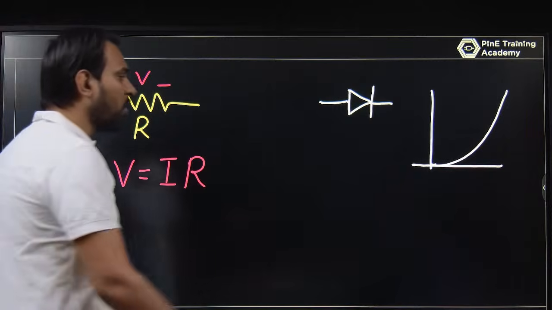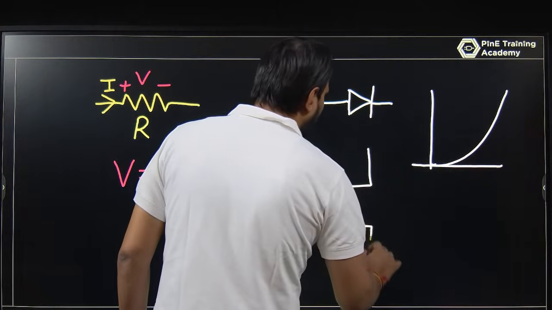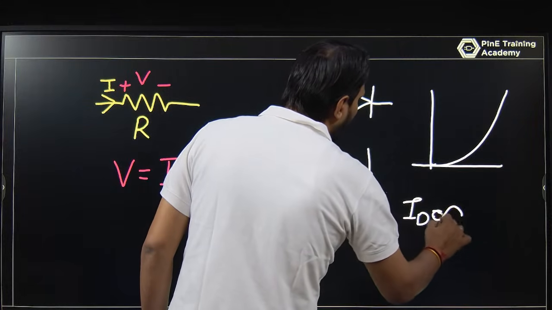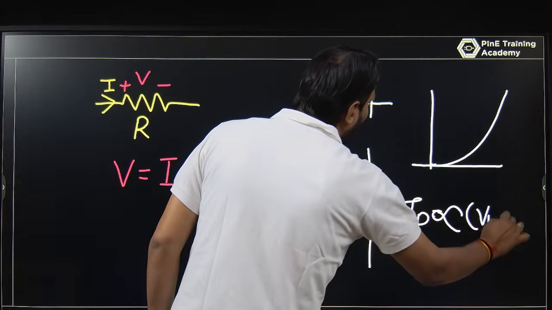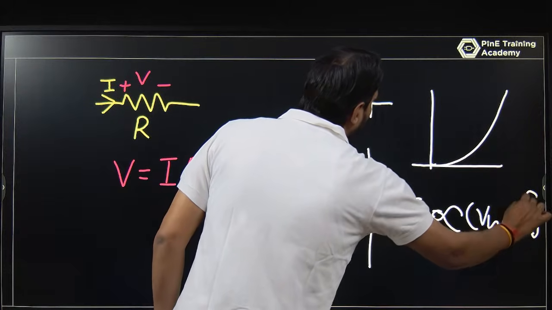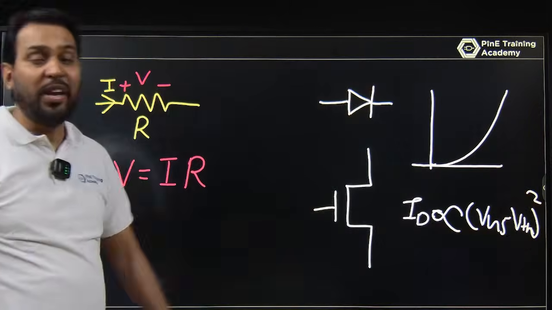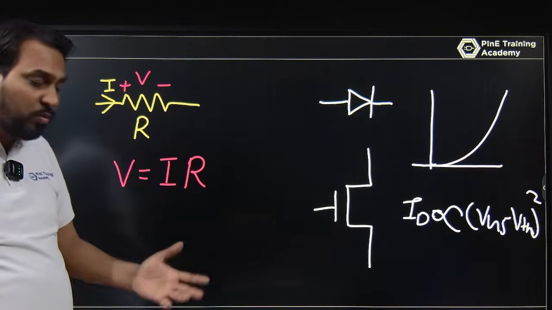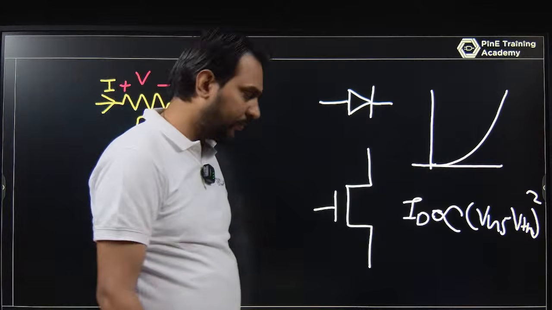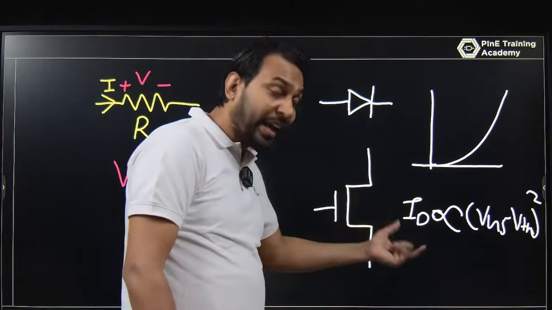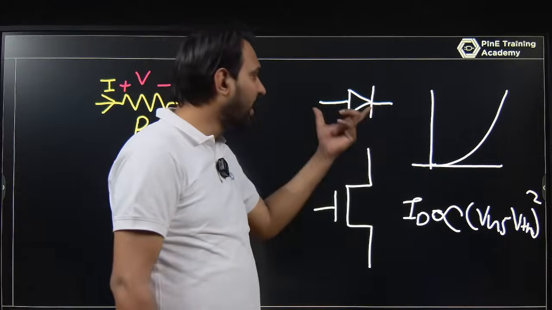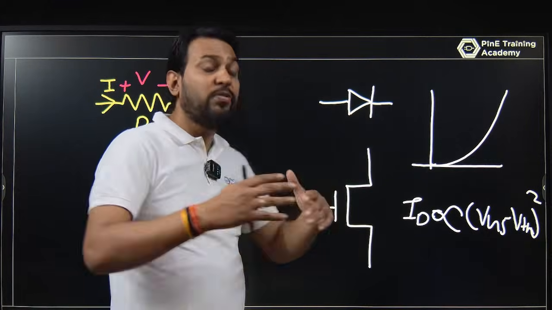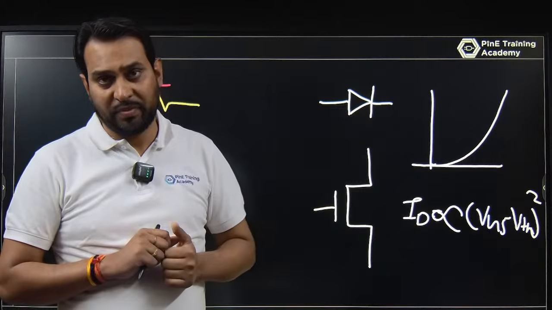Or if you are talking about the MOSFET, its current relation is ID directly proportional to (VGS minus VTH) whole square. Of course, this is also non-linear. So how can we relate it in terms of Ohm's law, because Ohm's law is only for a linear circuit? Yes, we can relate it for the MOSFET and diode, but a non-linear circuit is very difficult to analyze.